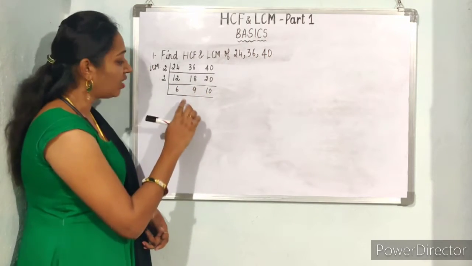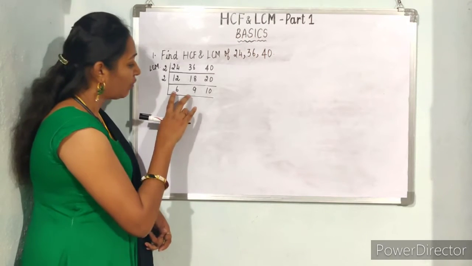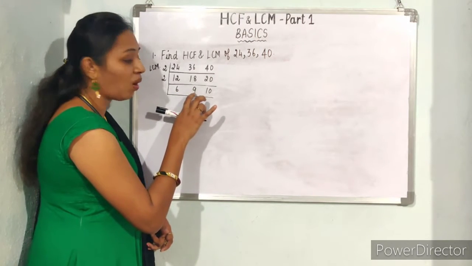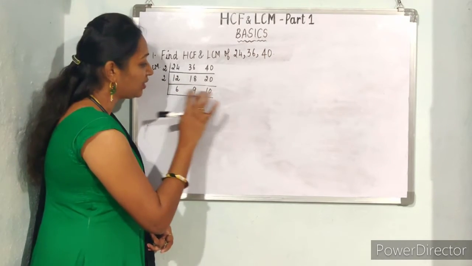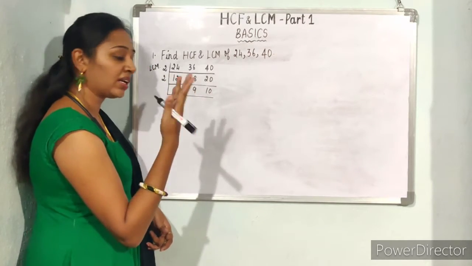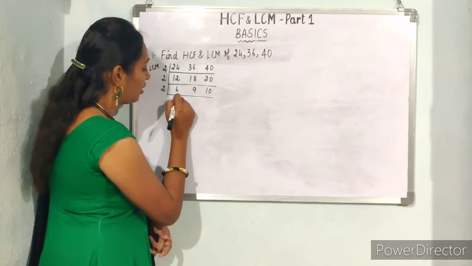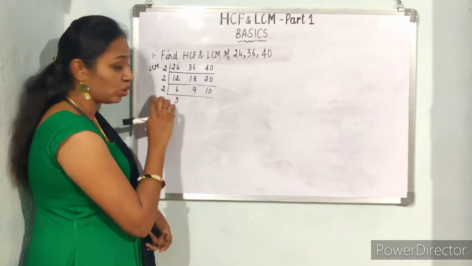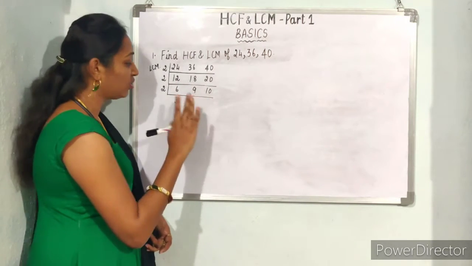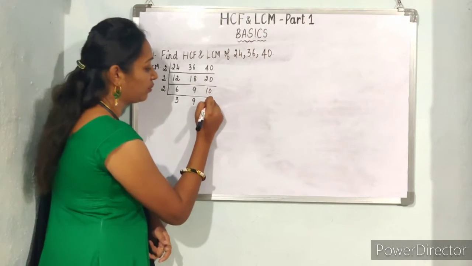But if you see here, these three numbers are not divisible by a common number. You can take either 6 or 9. 6 and 9 are divisible by 3, and you can take 6 and 10, which are divisible by 2. So you can take any number. I'm taking 2. So if I take 2, it will come 3. And the number which is not divisible by 2, you have to write the number without any change. So 9, and 10 is divisible by 2, 5 times.